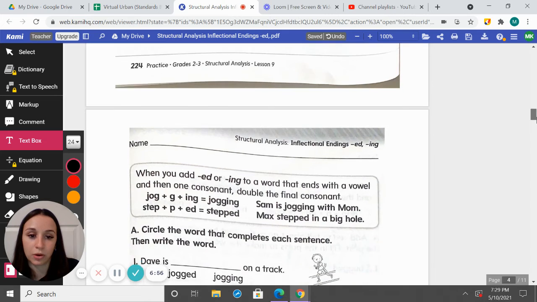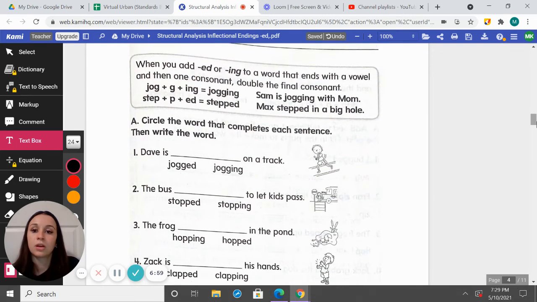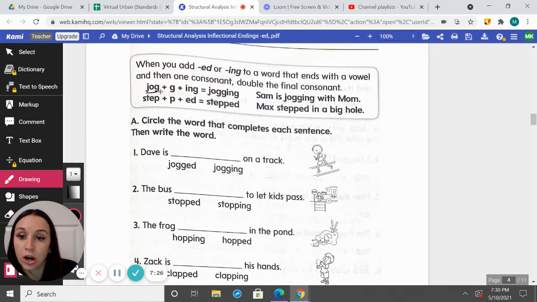Our next rule that we're going to look at, we have another little rule. So again, we're still adding ed or ing, but this is when we don't have a silent E. So when we have a silent E, we drop it and add ed or ing. This is a different rule. So when you add ed or ing to a word that ends with a vowel and then a consonant, like the word jog up here, look, jog has a vowel and then a consonant at the end. We have our vowel O and then our consonant G. We double the final consonant and then add ed or ing.